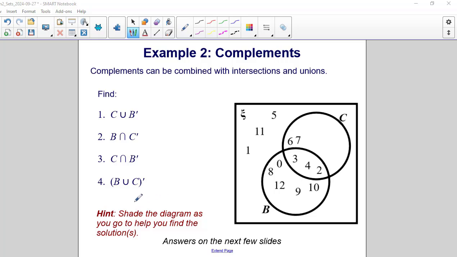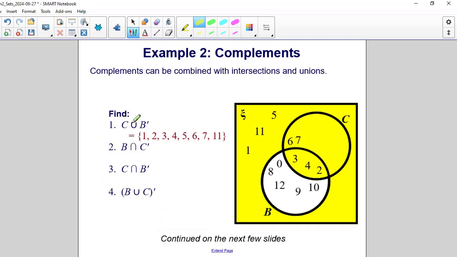of that union. As you work on these by yourself, here's a hint. Shade the diagram as you go to help you find the solutions along the way. This is a good opportunity for you to pause the video, and then when you find your solution to all 4 of these, resume watching the video to reveal what the answers are. Now that you've had an opportunity to write all 4 answers, let's go through and review each answer one at a time. So the answer for number 1, set C with the union of the complement of set B, is 1, 2, 3, 4, 5, 6, 7, and 11. All the numbers that are highlighted in yellow.